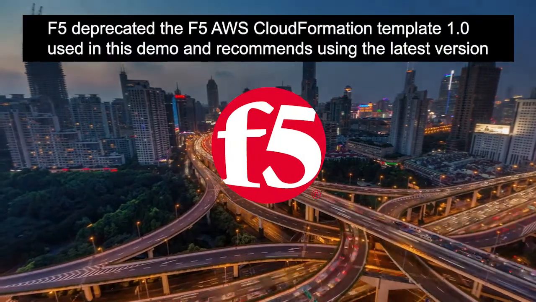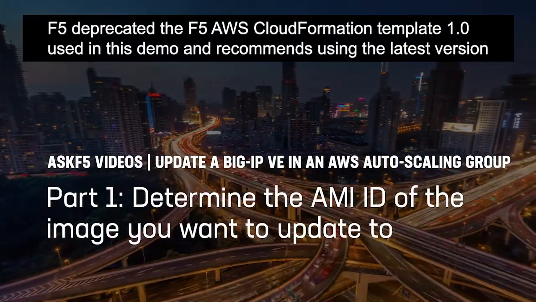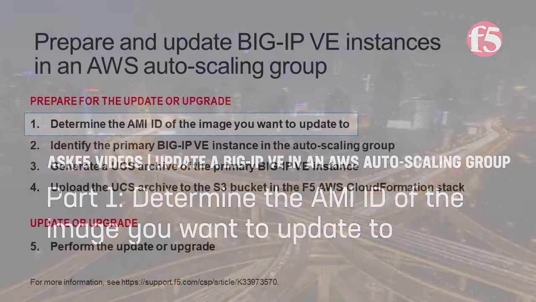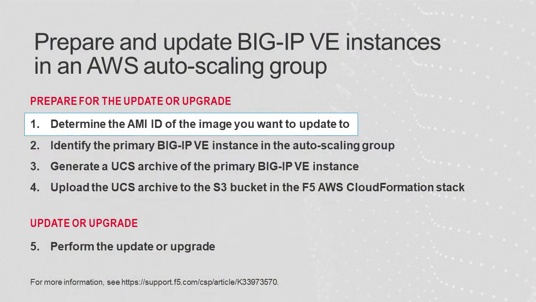Hello everyone, today Ask F5 shows you how to determine the AMI ID of the image you want to update to. You must complete 5 steps to prepare and then update or upgrade a BIG-IP Virtual Edition or VE instance in an Amazon Web Services or AWS Autoscaling group. This demonstration covers step 1.